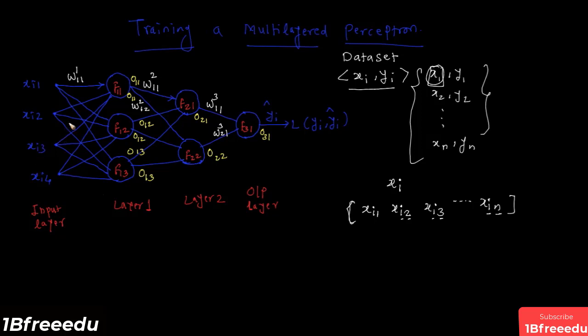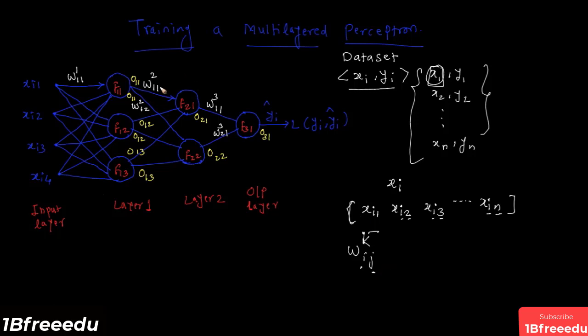Now let's talk about weights. The weight representation is w^k_ij. That means this weight is going in the kth layer from the ith neuron in the previous layer to the jth neuron in the next layer.